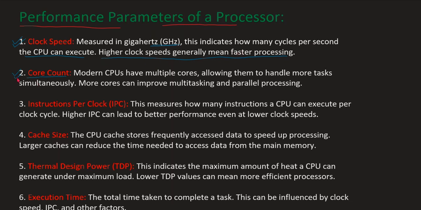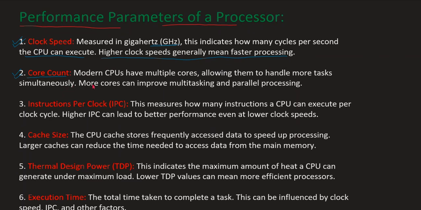The next one is the core count. The core count is basically the number of processors; core in the sense of processors. Modern CPUs have multiple cores, allowing them to handle more tasks simultaneously. More cores can improve multitasking and parallel processing. If more cores are there, the number of processors is large, the processor count is high.